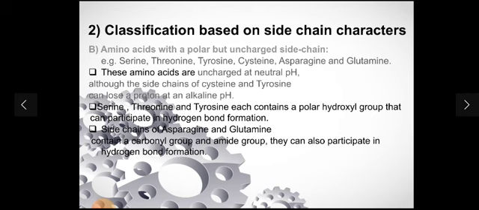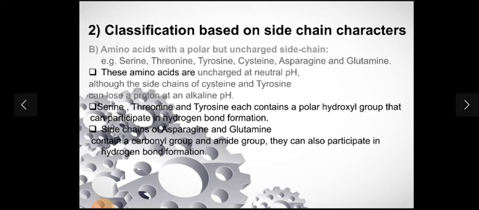Although the side chains of cysteine and threonine can lose a proton in an alkaline pH, we say that at a neutral pH they don't contribute to hydrogen bonding. But when the pH is increased to an alkaline pH, cysteine and threonine can participate in hydrogen bonding.